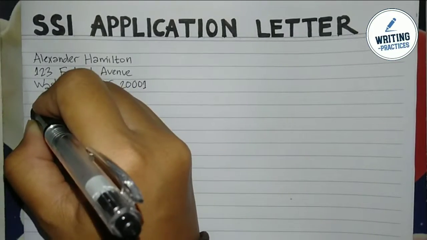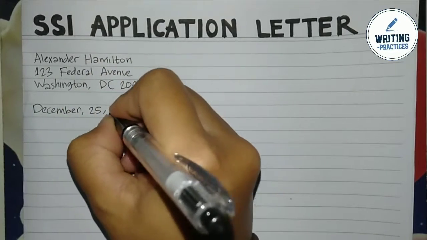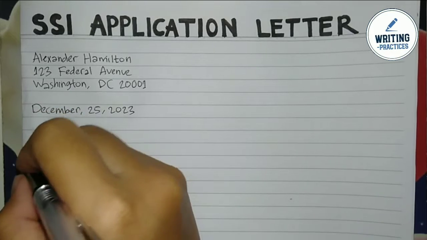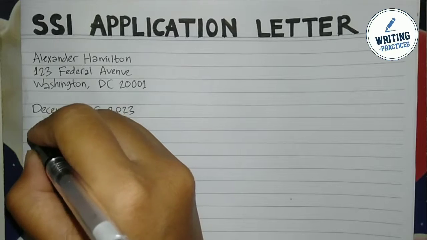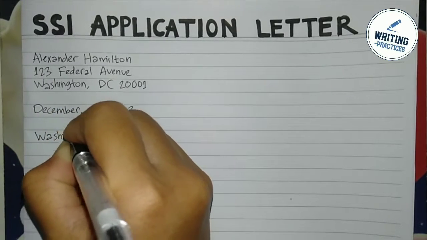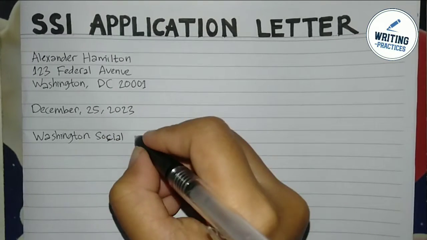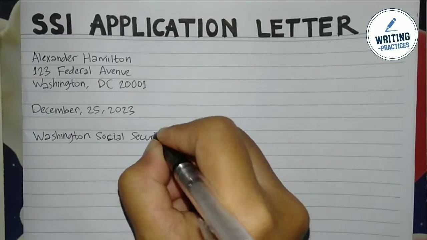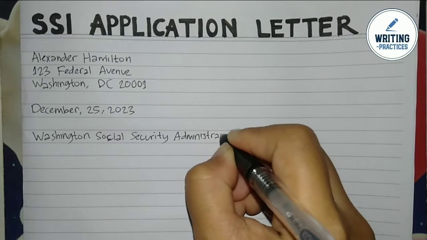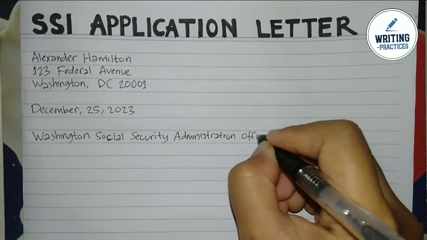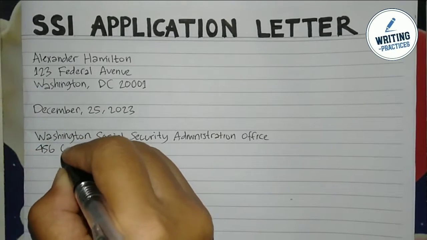The application letter is an essential part of the SSI application process, where individuals provide information about their financial and medical situation to determine their eligibility for SSI benefits. The letter typically includes personal details, information about income, assets, and living arrangements, as well as details regarding the individual's disability or health condition. The content and format of the letter may vary, depending on the specific requirements of the Social Security Administration or SSA and the applicant's circumstances. Here, Writing Practices will show you how to write an SSI application letter step by step.